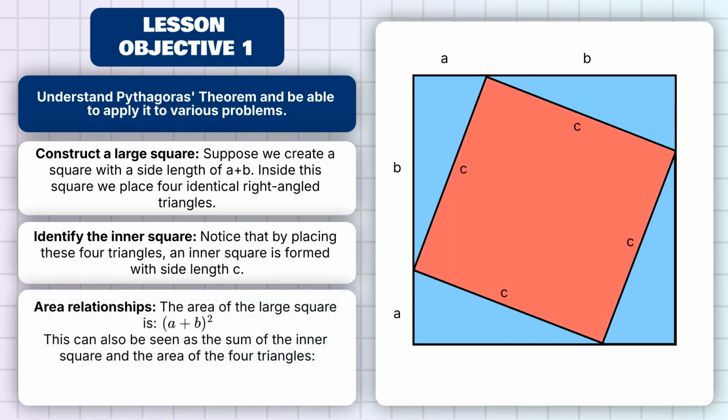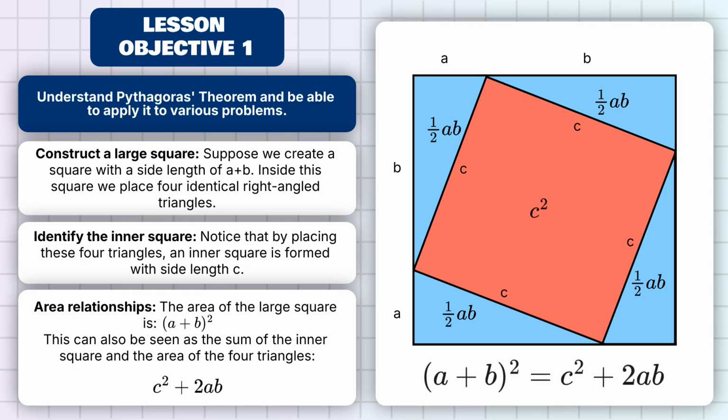The area of the large square is (a plus b) squared. The area can also be seen as the sum of the area of the inner square and the area of the four triangles. The area of the inner square is c squared. Each triangle has an area of half ab, so the combined area of the triangles is 2ab. This means that the whole area of the square can be written as c squared plus 2ab. We can therefore write that (a plus b) squared equals c squared plus 2ab.